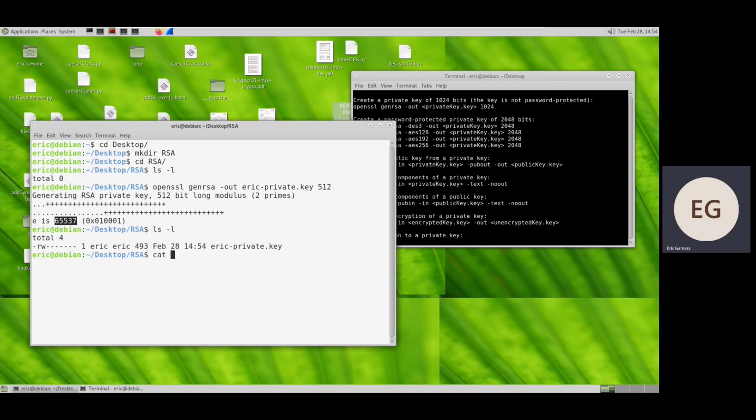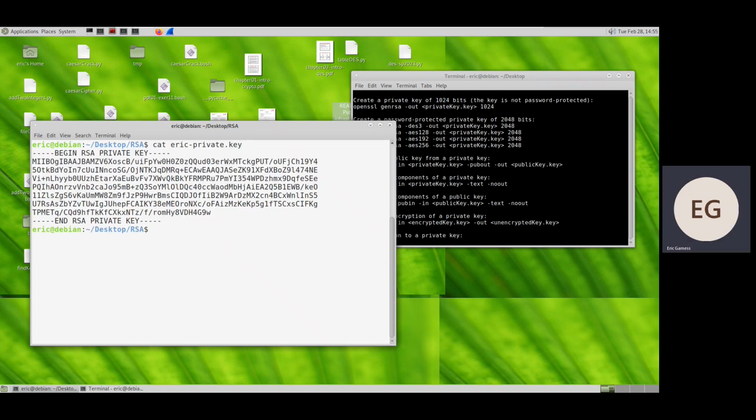Let me show you the content of the private key. This is the private key. The private key has been encoded in base 64. You know what encoding base 64 is because you did lab 2. Why do we use encoding base 64? Who can give me an idea?